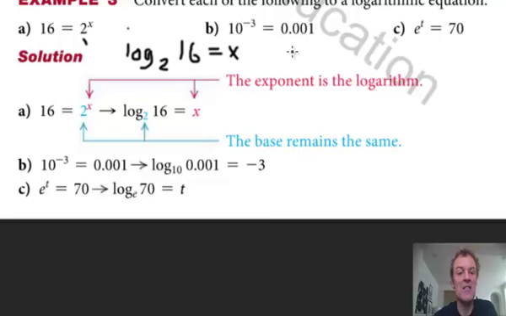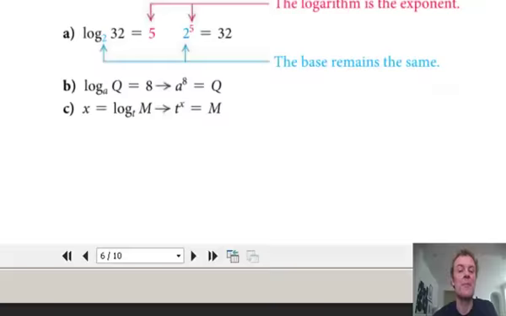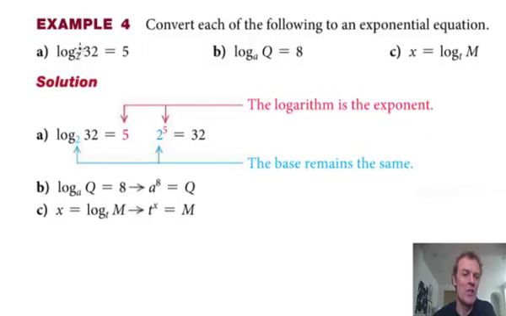Again here, 10 is the base. So log to base 10 of 0.001 will give me negative 3. Notice back and forth over the equal sign. Log to base e of 70 will give me t. Again, that's the base. Again, this is the base. So again, one form to the other. And here we go. 2 to the power 5 will give me 32. Well, yes, of course it is. 2 to the power 5 is 32.